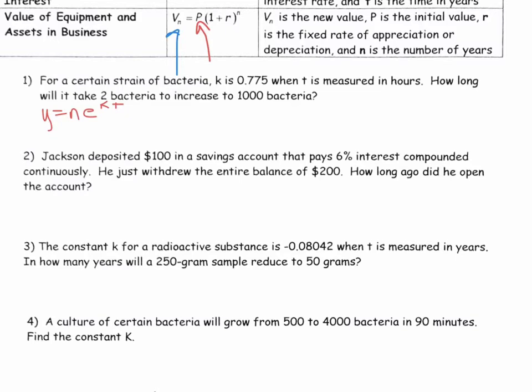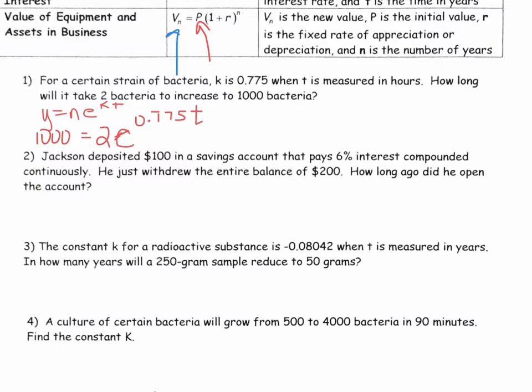We know k is 0.775 when t is measured in hours. How long will it take 2 bacteria to increase to 1,000? So you ask yourself, what is the ending amount? Well, it's 1,000 bacteria. What was my beginning amount? Well, my beginning amount is 2. e is still e. And then k is that 0.775. And then t is what we're trying to find.